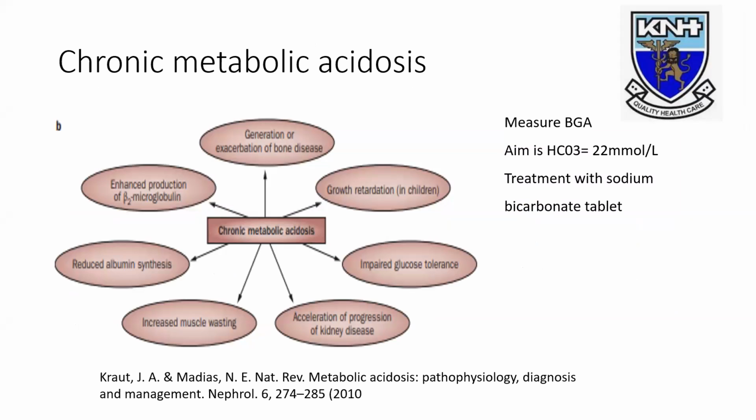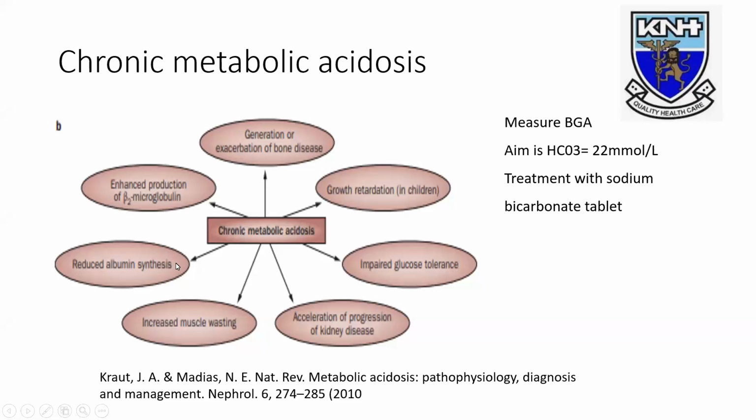So we have another complication, chronic metabolic acidosis. Chronic metabolic acidosis has also been difficult to control because we don't have sodium bicarbonate easily available in the hospital, even in the pharmacy. It has been difficult for us to achieve the target. So chronic kidney disease is associated with metabolic acidosis, and that's the complication. It can cause enhanced production of beta-2 microglobulin, which is a protein. Chronic metabolic acidosis also reduces albumin synthesis, which lowers albumin levels.